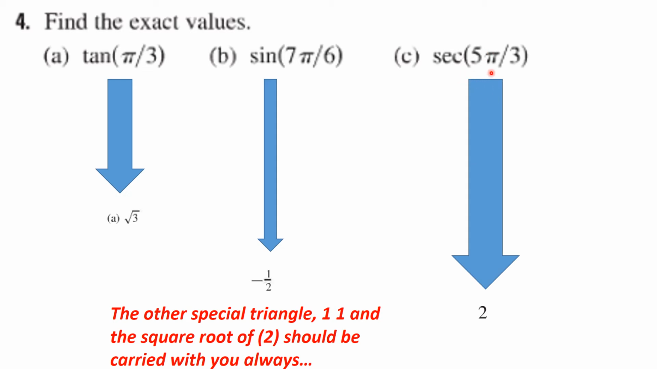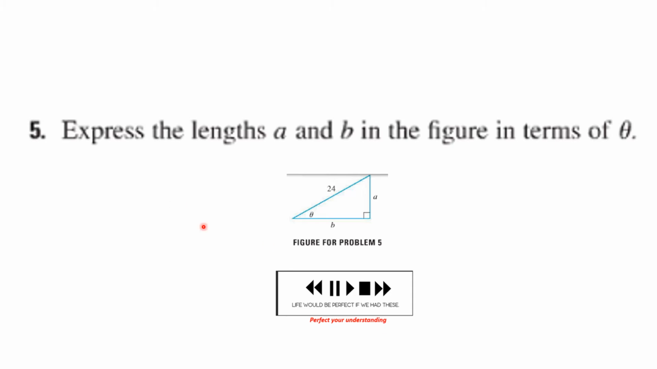Now this is going to be the secant of a 60-degree angle in the fourth quadrant, and you might call it a minus 60 degrees, but the secant is a reciprocal of the cosine. So the cosine of this angle would be 1/2, so the reciprocal of that is 2. The other special triangle has ratios of 1, 1, and the square root of 2 and should also be carried with you. That is the 45, 45, 90, or pi over 4, pi over 4, pi over 2.